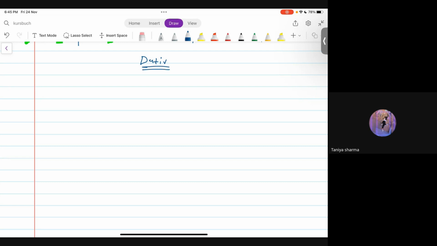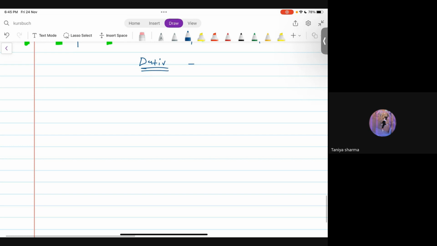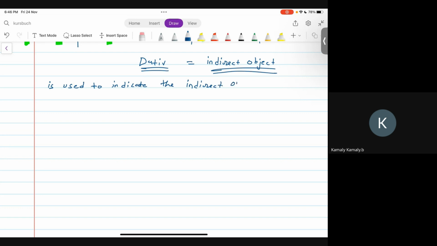Sir, subject plus verb plus dative. Okay. Plus accusative, direct object. Mahima, indirect object or direct object? Indirect object and direct object. Okay. So, guys, we use dative for indirect object. Yes, sir. Okay. So, indirect object. The dative case is used to indicate the indirect object of a sentence. Okay.